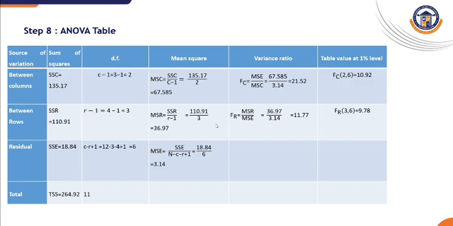So now compare FR, that is the row wise comparison. Here also the higher value is our row value, 36.97 divided by 3.14. The answer, the row calculation value, is 11.77.